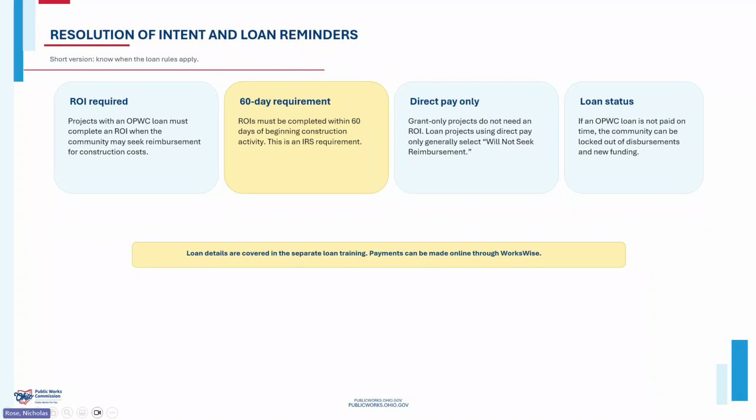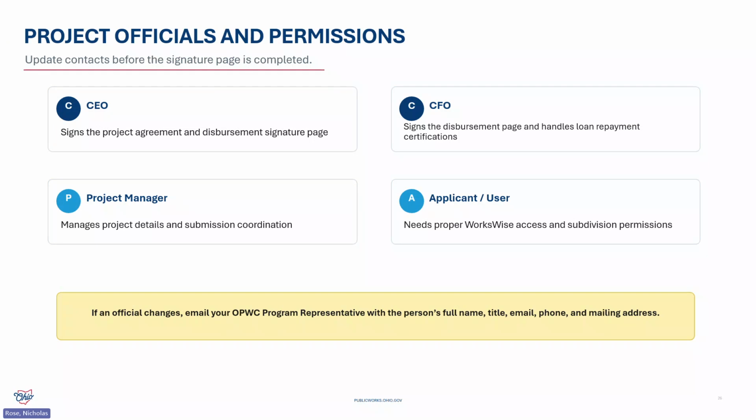Another thing that can cause a return request is outdated project officials or system access. So you want to keep the project officials and WorksWise access current. We already covered who signs the disbursement signature page. This slide is about what to do when someone changes and moves on or comes in. If a project official or WorksWise user changes, just email your program representative the person's full name, title, professional email, phone number, and mailing address so we can update the project record.